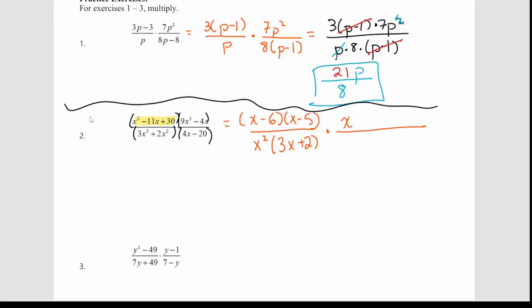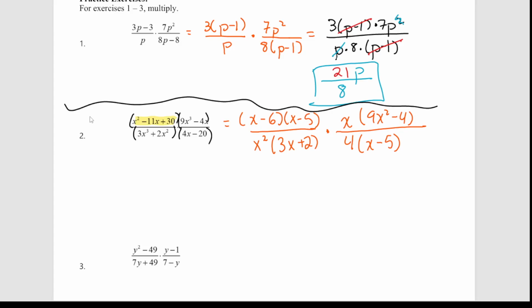That has a greatest common factor of x. 9x cubed divided by x is going to leave us with 9x squared. 4x divided by x is going to leave us with 4. And then in 4x minus 20, their greatest common factor is 4. And then 4x divided by 4 leaves us with x. 20 divided by 4 is going to leave us with 5.